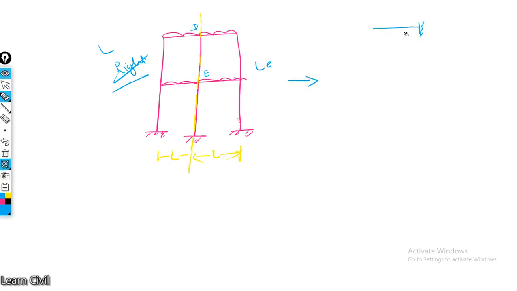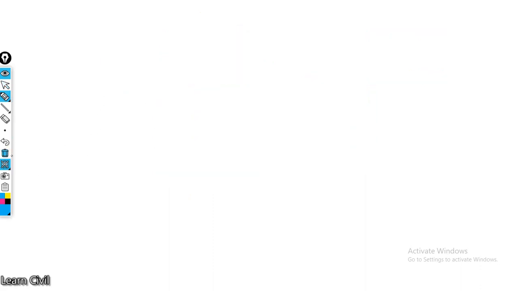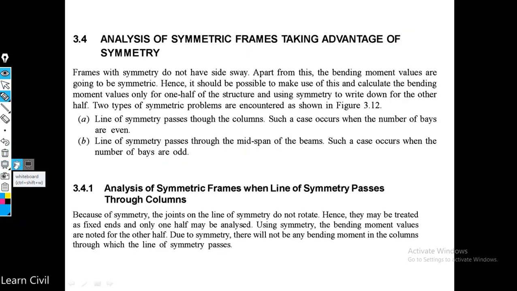We can consider this frame like this also. The joints D and E can be considered as a fixed support, and we can determine the bending moments. Whatever the bending moments are here, the same bending moment will be here, because it is a symmetric frame. Okay, so we'll see some examples on this type of frames or portal frames.